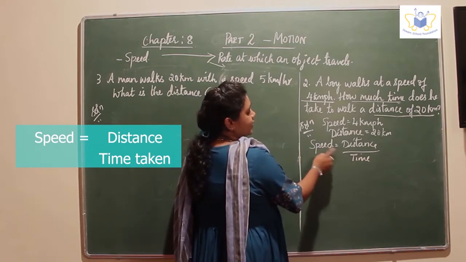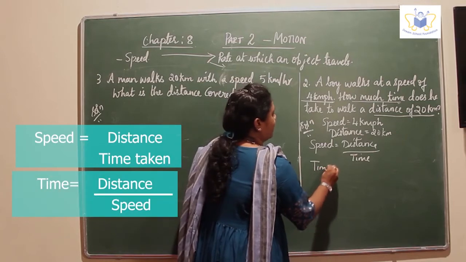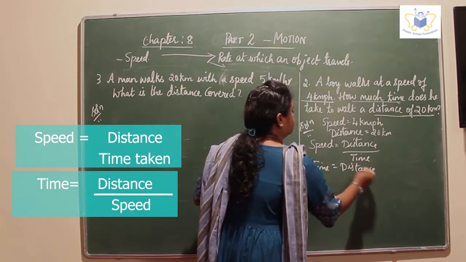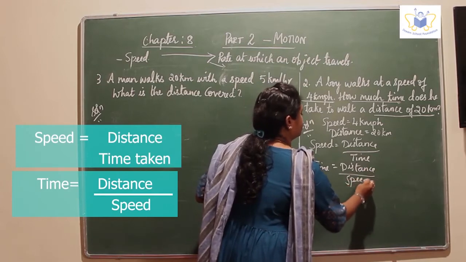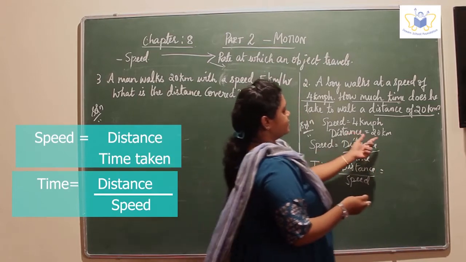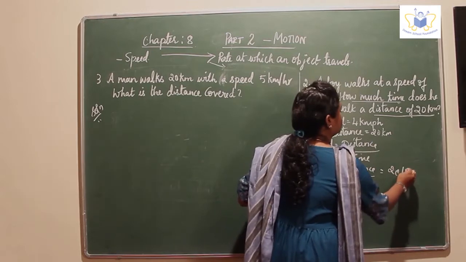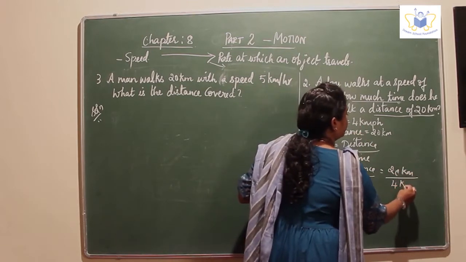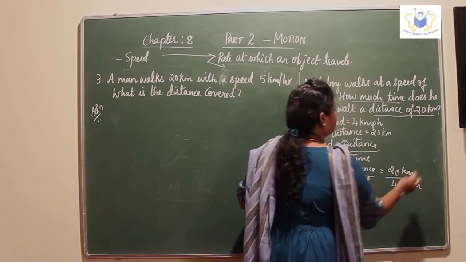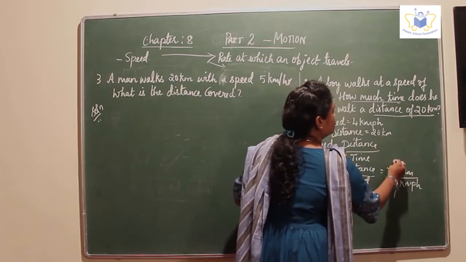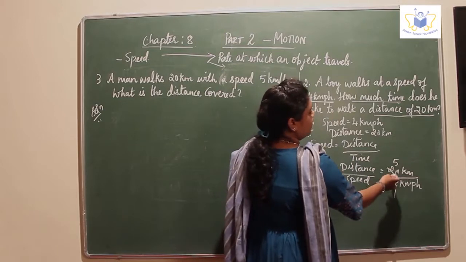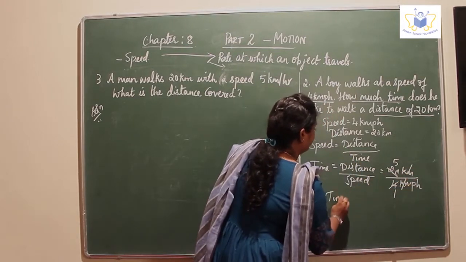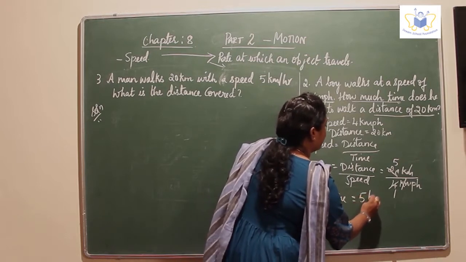So we interchange this. Time is equal to distance by speed. Distance is 20 kilometers divided by speed, 4 km per hour. So 4 ones are 4, 4 fives are 20. So kilometer gets cancelled. So the time taken by the boy is 5 hours.